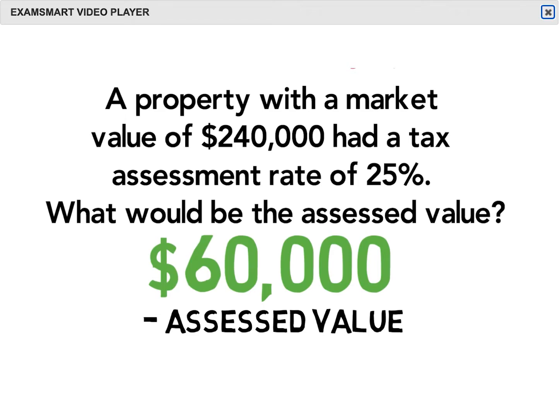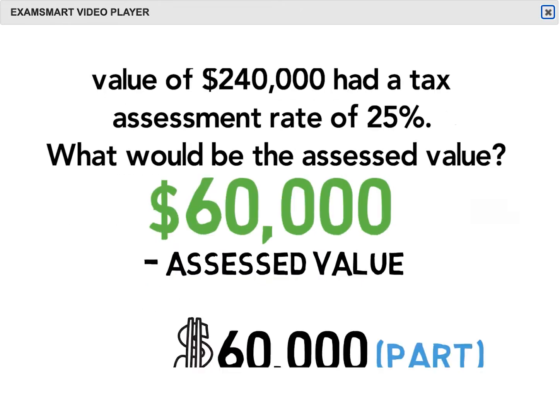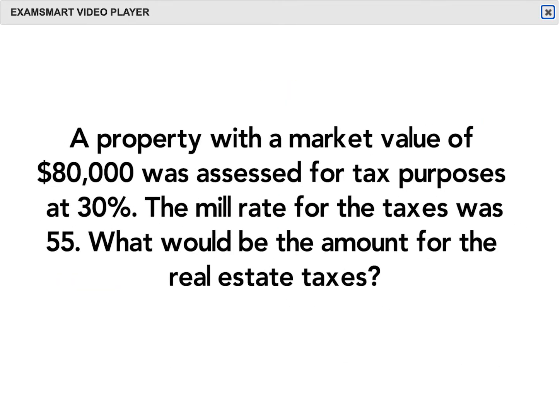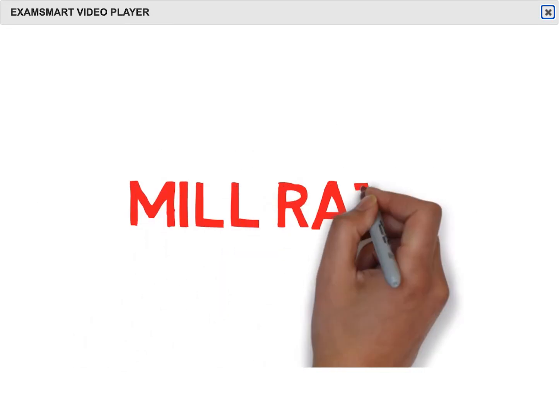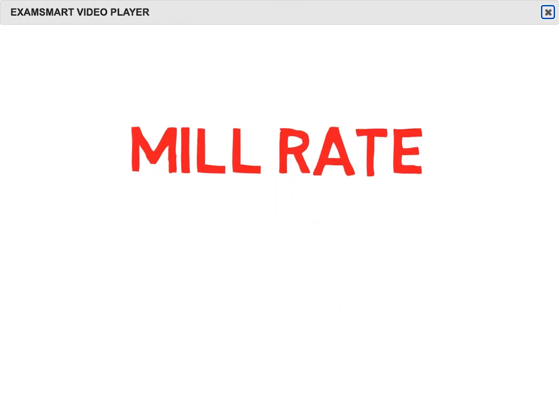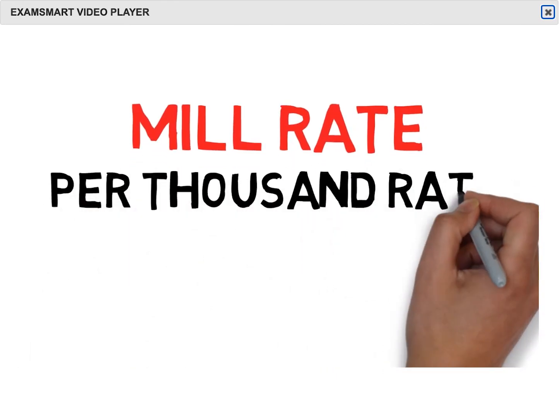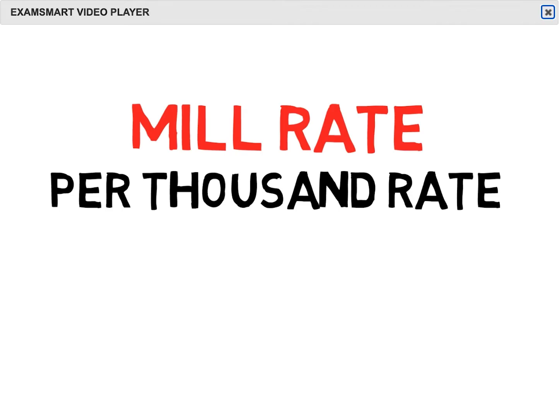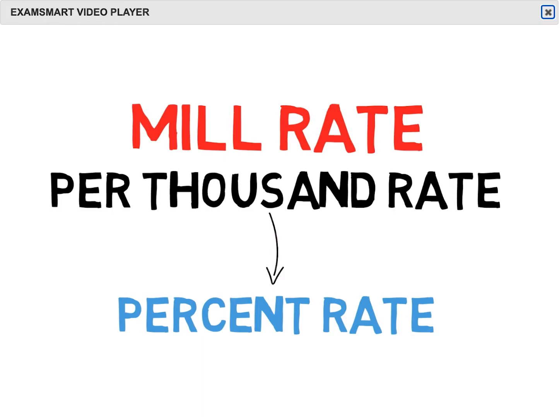Let's say a problem begins with something like this. A property with a market value of $80,000 was assessed for tax purposes at 30%. The mill rate for the taxes was 55. What would be the amount for the real estate taxes? To begin with, let's discuss a mill rate. A mill rate is a per thousand rate, which is where the taxes are based on a per thousand of value. We will convert that to a percent rate, which will tie into our T formula.